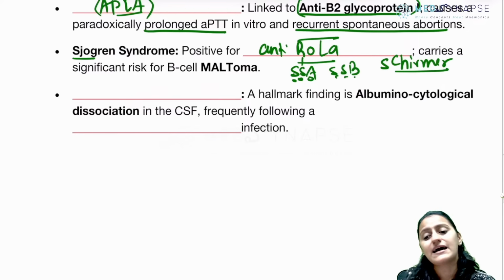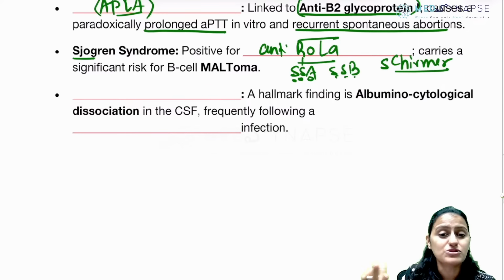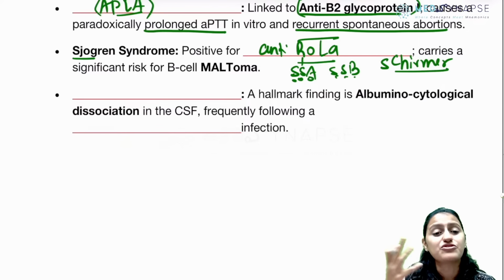Okay, so there is keratoconjunctivitis sicca, dry eyes, dry mouth in Sjogren. And it has a significant risk for B-cell MALToma. Remember, MALT lymphoma is what is common here. Inflammatory conditions have MALToma. Okay?